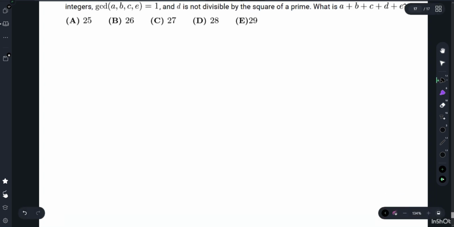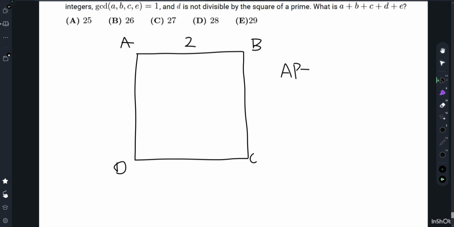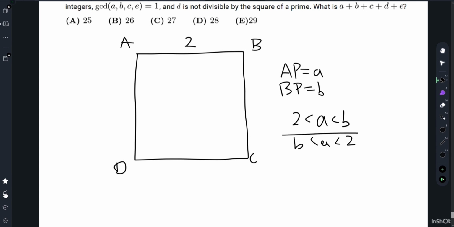Okay, so we have a square. Basically, let's set the side length to 2, and you'll see why later. But basically, we have two cases. Let's let AP equal A and BP equal B, just to save ourselves some time. So we have 2 < A < B, or B < A < 2. So let's first look at 2 < A < B.